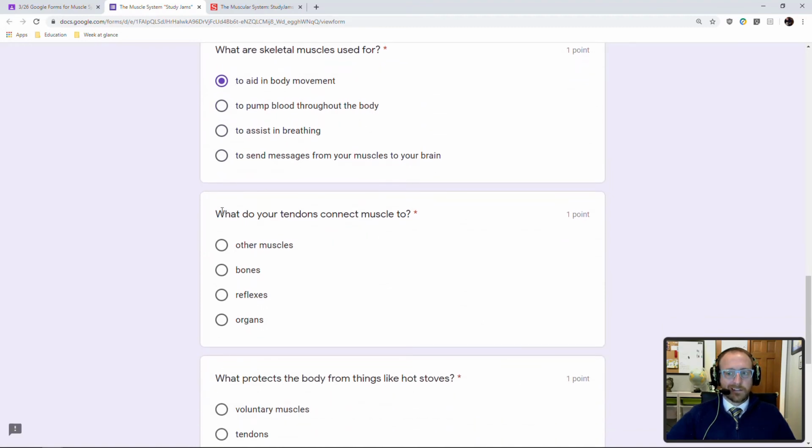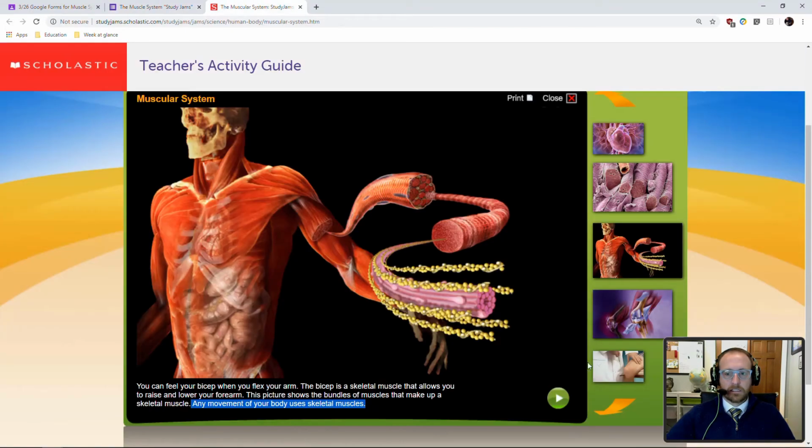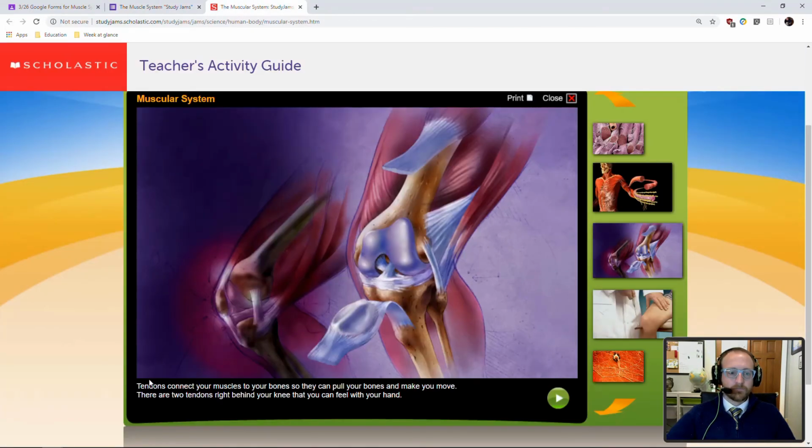What do your tendons connect to? Other muscles, bones, reflexes, or organs? Tendons. Tendons connect your muscles to your bones so they can pull your bones and make you move.